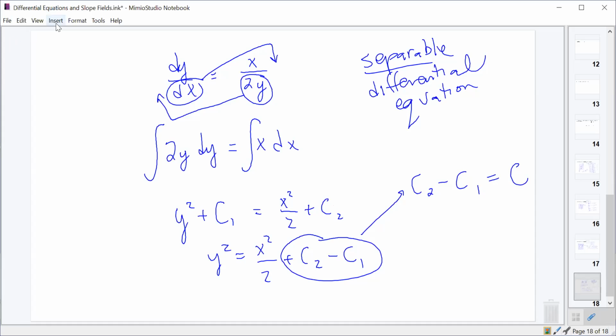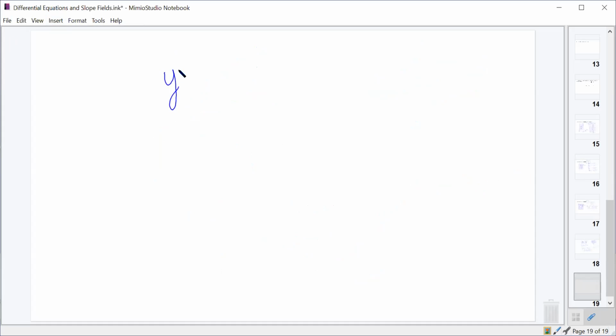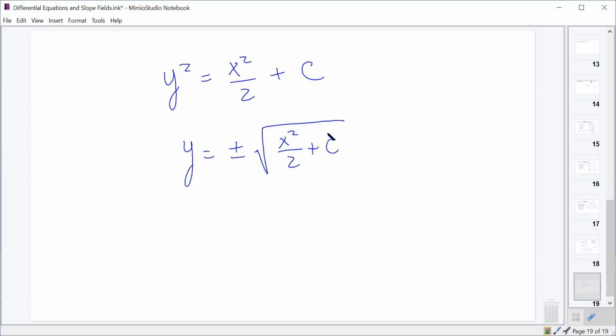So we'll end up, and I'm going to give us another new page here just so that I don't cram it in there at the bottom. Y squared equals x squared over 2 plus some constant. And what does that give us? It gives us y equals the positive or negative square root of x squared over 2 plus c. Good or no? So that's like the equation to the graph that we were sketching in the previous problem. That's exactly correct. And so what we are going to do real quickly now is look at that on Desmos.